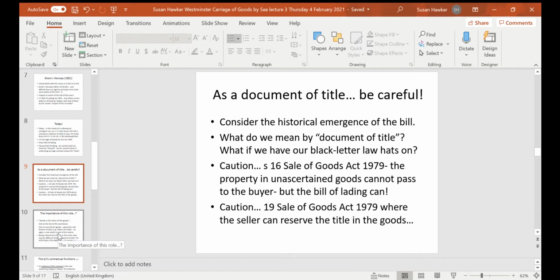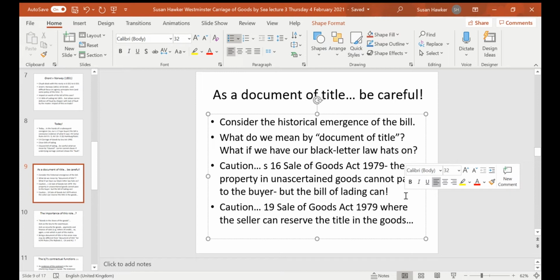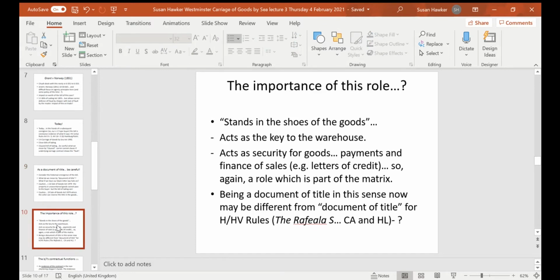We regard it as a document of title. It stands in the shoes of the goods, even if, in actual fact, in black letter sales law, the buyer, the consignee, does not actually have the title in the goods. And the Bill of Lading as a document of title cannot be underestimated. It stands in the shoes of the goods. It acts as the key to the warehouse. And it acts as security for goods, so it can be pledged with a bank to raise finance against international sales. And it's a big one. It's an absolutely big issue. And usually, these days, bills of lading are used to support a letter of credit.